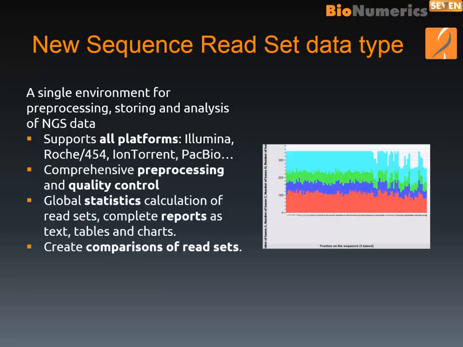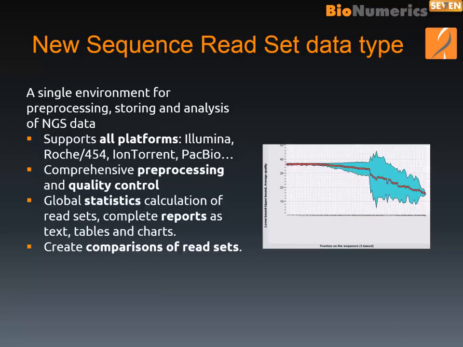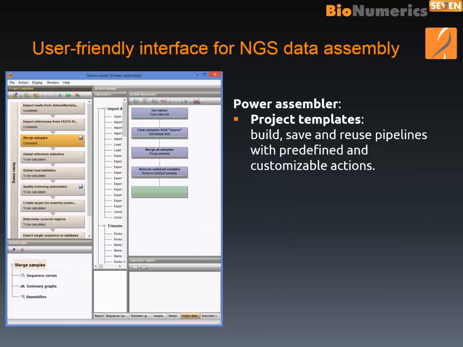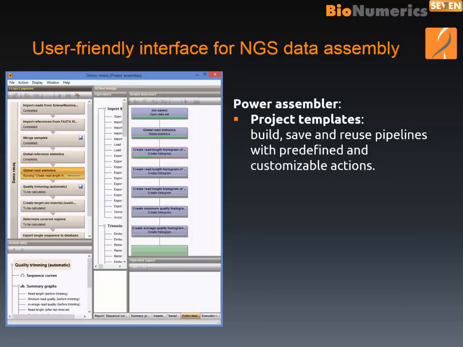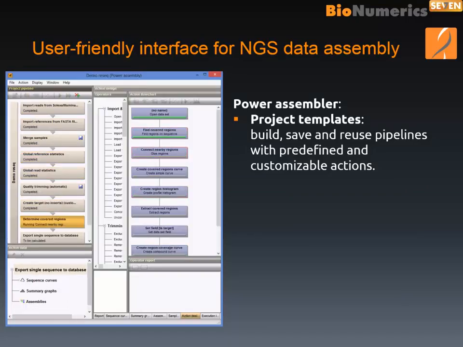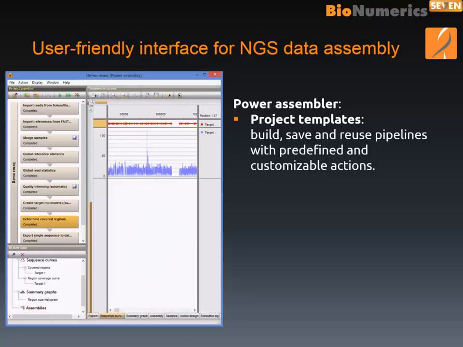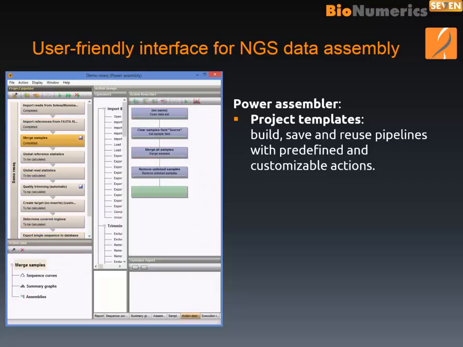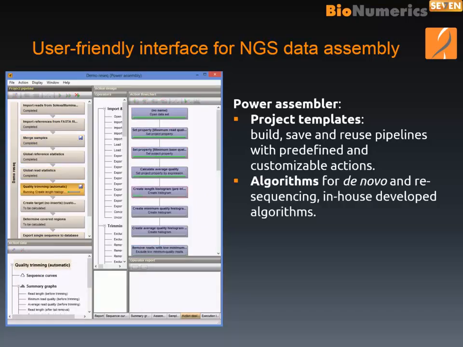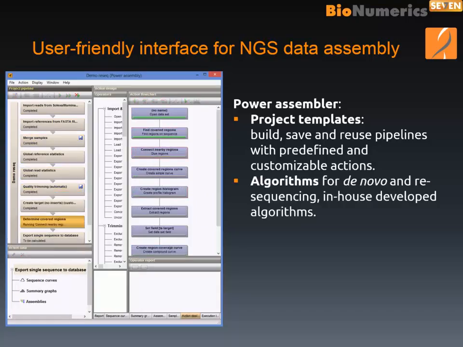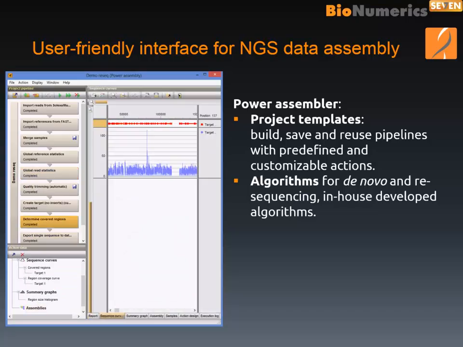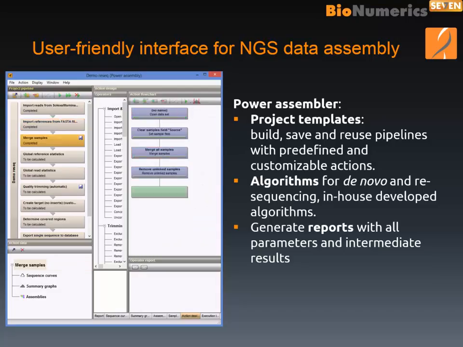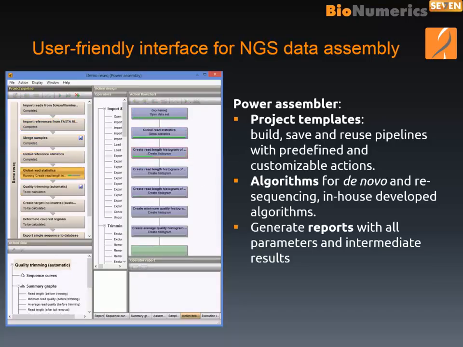As a separate data type, sequence readsets can easily be compared to each other using all available analysis tools in the software. Assembly of NGS data in Bionumerics 7 is highly intuitive and user-friendly thanks to the Power Assembler interface. With project templates, a chain of actions can be built, saved, and reused, which greatly increases the throughput and reliability of your NGS project. All commonly used algorithms for de novo assembly and resequencing are available, as well as in-house developed algorithms for final contig alignment. With a few mouse clicks, a full report can be generated, in which all parameters and intermediate results of the assembly are included.